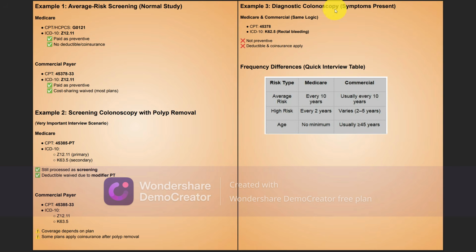Example three, diagnostic colonoscopy, symptoms present, Medicare and commercial, same logic: CPT 45378, ICD K62.5, rectal bleeding. Not preventive, so deductibles and coinsurance are applicable. Frequency differences, a quick table we can check. Risk types: average, high, or age. Medicare: every 10 years, every 2 years, no minimum age. Commercial: usually every 10 years, varies from 2 to 5 years, usually more than 45.